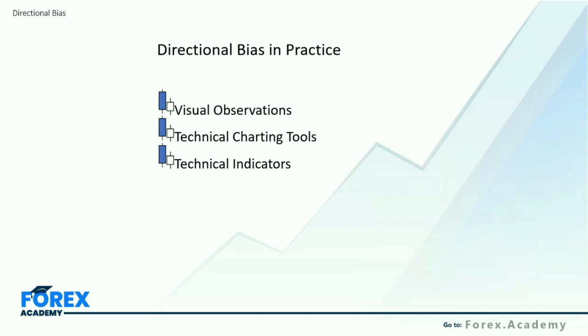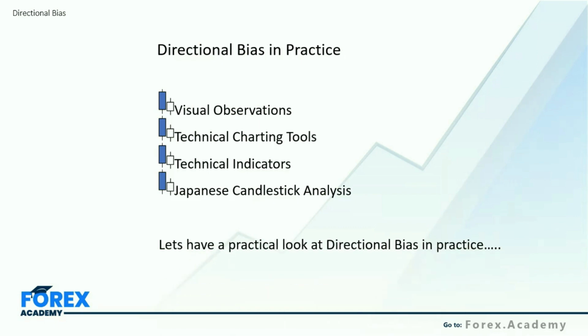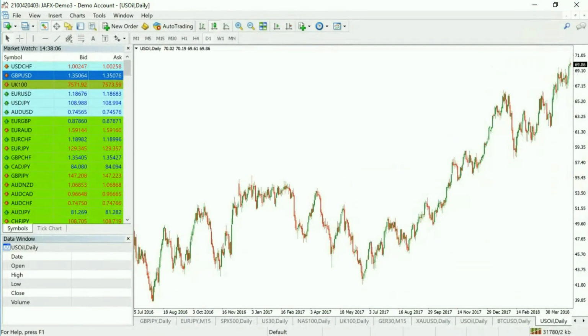And also your ability to analyze Japanese candlesticks will assist you with being able to apply directional bias when you trade these charts. So what we'll do is put all these together in a practical fashion. We'll have a practical look at directional bias in practice. For this, I'm just going to bring up our trading chart. We'll have a look at the oil market, and this is the current price up here by the $70 level. And we can see, looking at this market, effectively what's been happening.